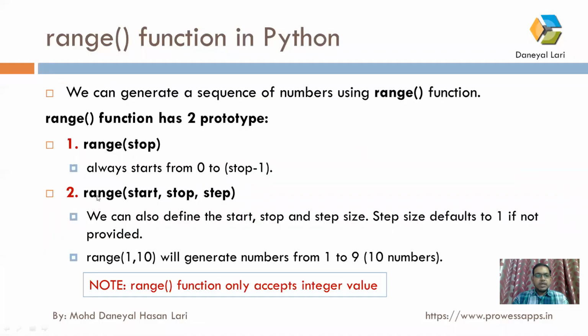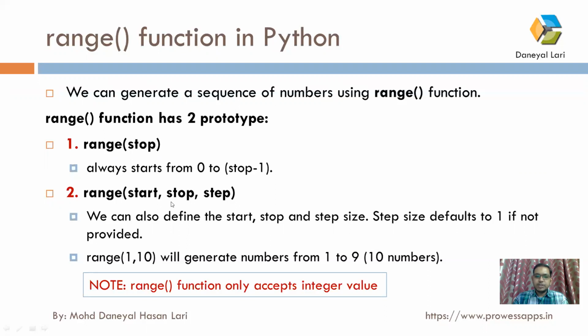Another prototype that you can use is to provide your start position also. Suppose you don't want to start from 0, but from any other value, like 1, 2, 3, 4, or -1, -2. So if you want to start your sequence from a specified number, then you can provide that starting position.